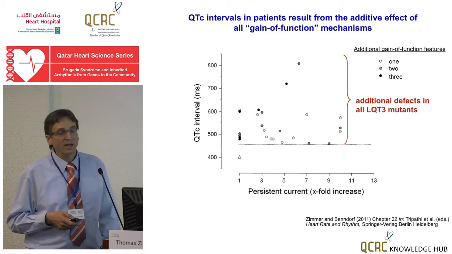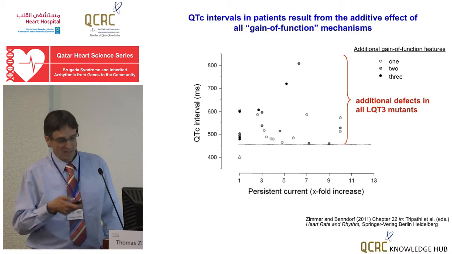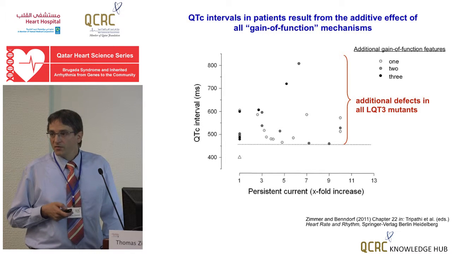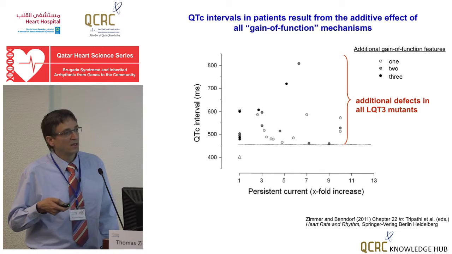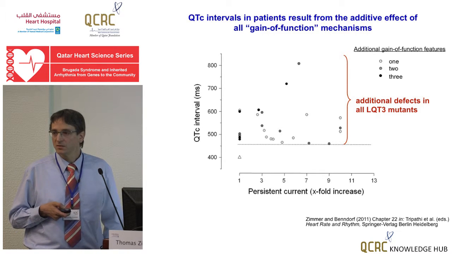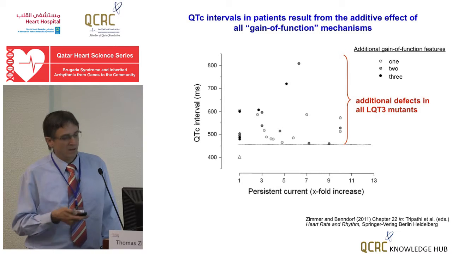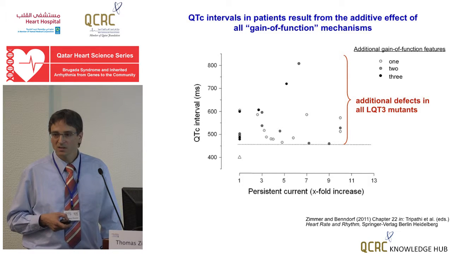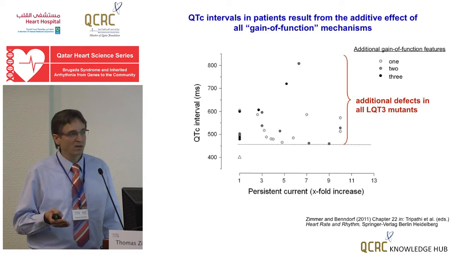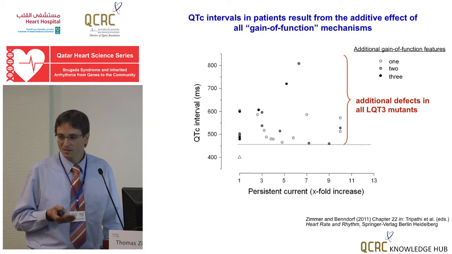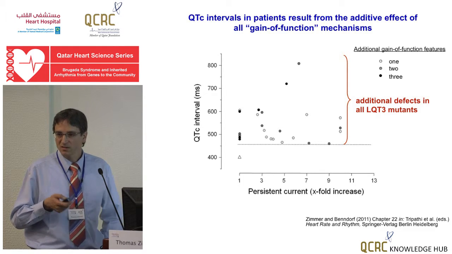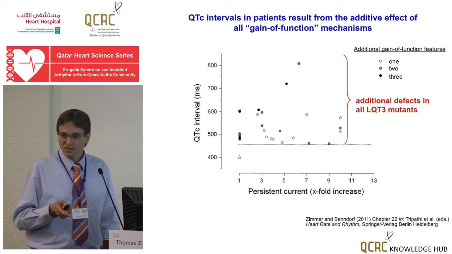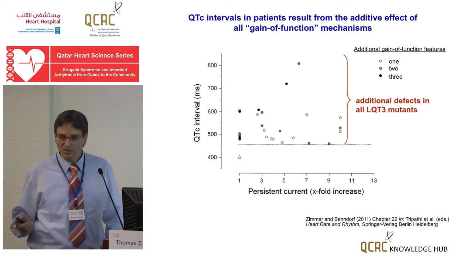So the second point is that you can't see white spots. So all those mutations above this borderline value with a long QTc show additional defects. So this suggests that the persistent current itself is not sufficient to prolong the action potential to cause the disease, actually. Because all the mutant channels are characterized by additional defects, and there's not a single mutation known that just shows a persistent current but no other defects.